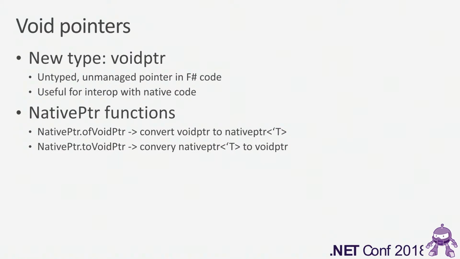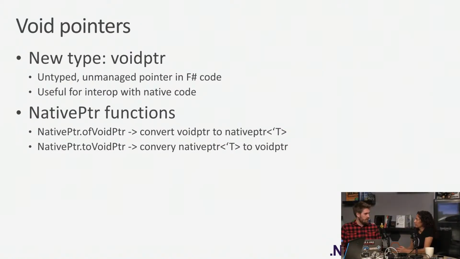You can convert from a void pointer to a native pointer of T, and you can convert from a native pointer of T to a void pointer. The difference there is that one is typed and the other is untyped. So you could say, okay, void pointer is just some stuff, but a native pointer of type T is tied to an actual type. And so you could bridge the gap there pretty easily, whereas doing that before was a lot more challenging in F#, and most people probably wouldn't even try it.